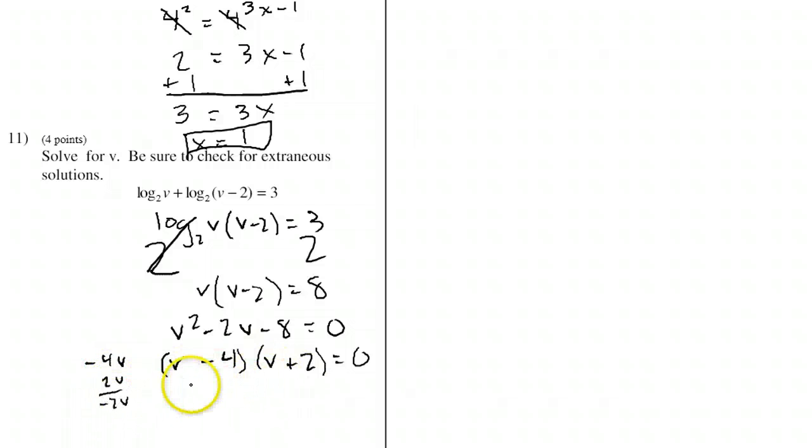And so if I solve this by setting them equal to 0, I get v is equal to 4 and v is equal to negative 2. But remember, check for extraneous solutions. We can't take the log of a negative, so our only answer is v is 4.